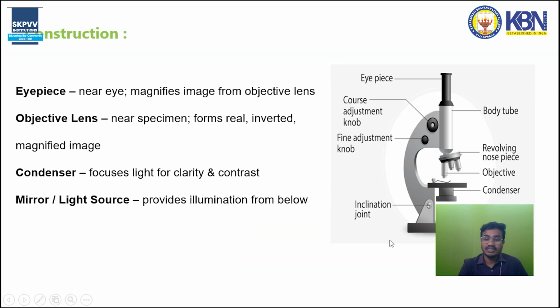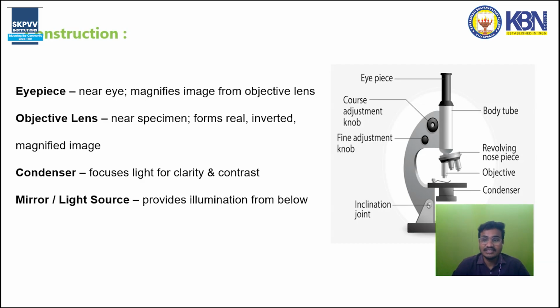Coming to the construction, the construction of the compound microscope is classified into two types: optical parts and mechanical parts. Parts related to light will be termed optical parts, and those regarding the mechanical side, like screws and everything, come under mechanical parts. The first part is the eyepiece, as we have seen. It is the part near our eye, and it magnifies the image from the objective lenses. It is there in the simple microscope as well.